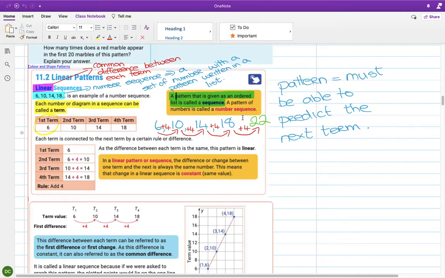Okay, so that's what the linear bit is. It is a linear sequence if it has a common difference between each number in the sequence. Every single jump has to be the same in order for it to be a linear pattern.